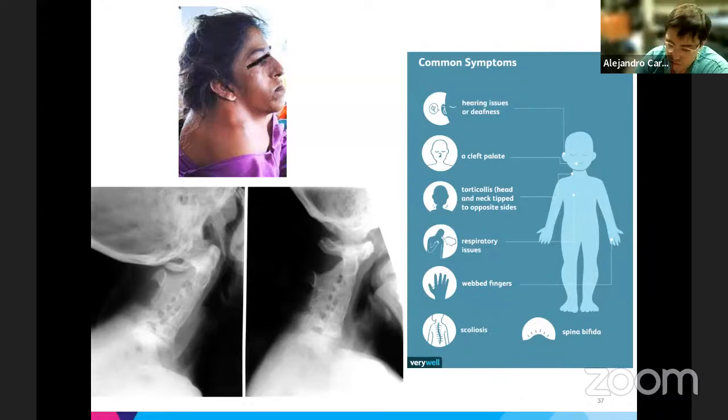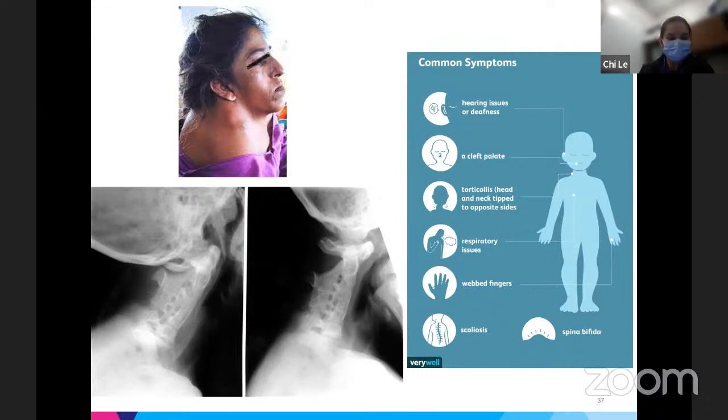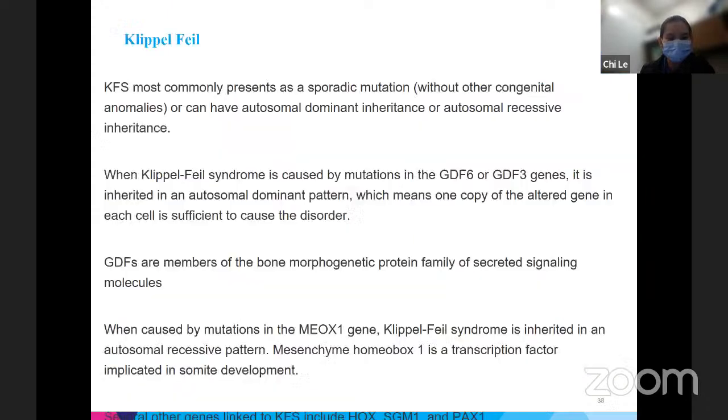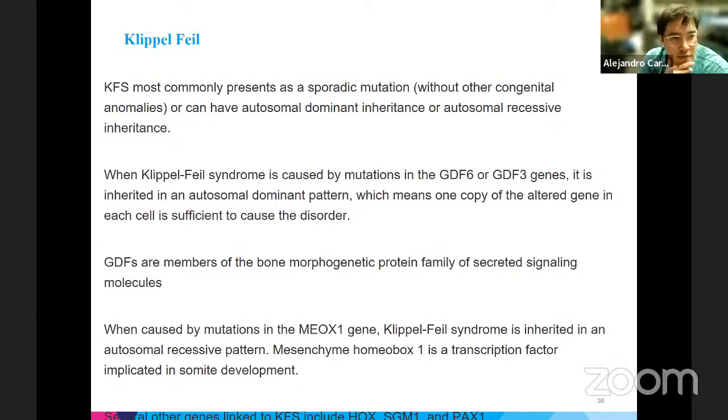I think given the fusions in the cervical spine and some of the other associated symptoms, it looks like Klippel-Feil syndrome. Very good. This is Klippel-Feil, which most commonly presents as a sporadic mutation, but can have autosomal dominant inheritance as well as autosomal recessive inheritance, depending on which genes are implicated.